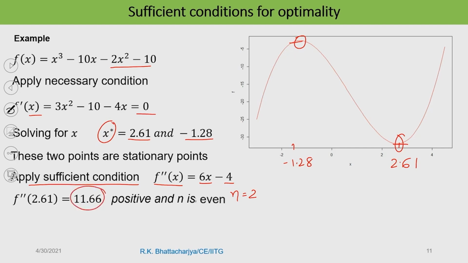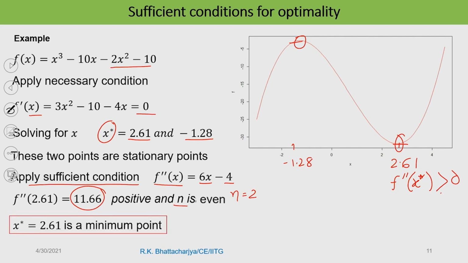Now, let us look at the derivative value. The derivative value is 11.66, which is positive, and therefore x star equal to 2.61 is a minimum point. Here the second derivative value is positive, and n is even because it is the second derivative. So, therefore, x star equal to 2.61 is a minimum point.